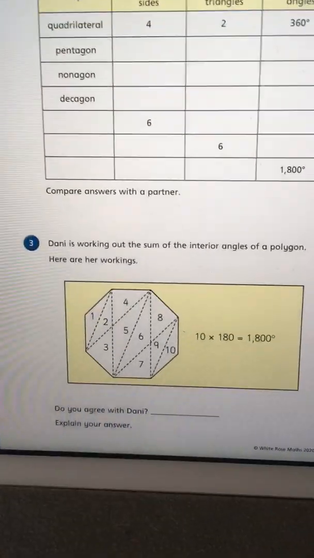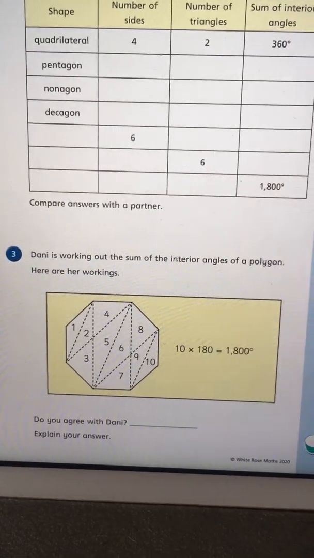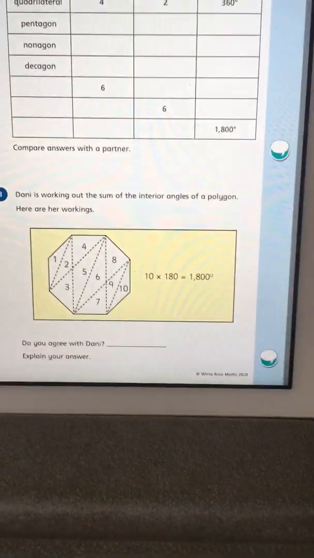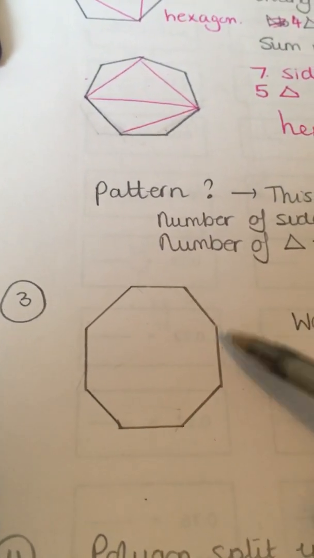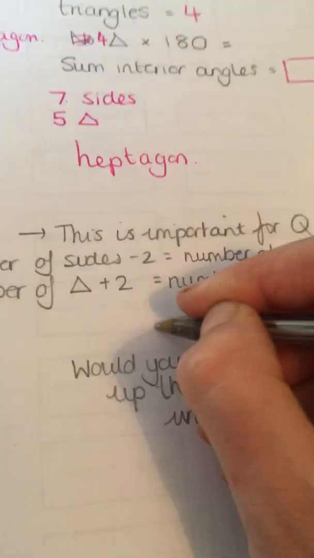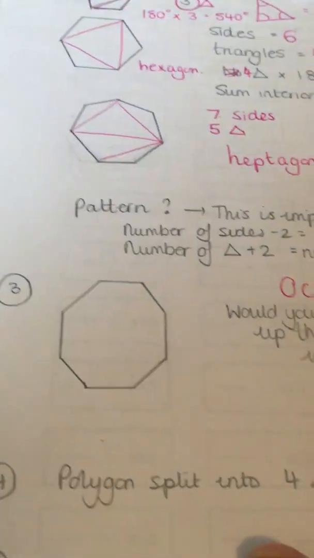So the next challenge is number 3. It's an 8-sided shape. I've copied it out on my paper here. 1, 2, 3, 4, 5, 6, 7, 8. So we know it's an octagon. So it's an 8-sided shape.